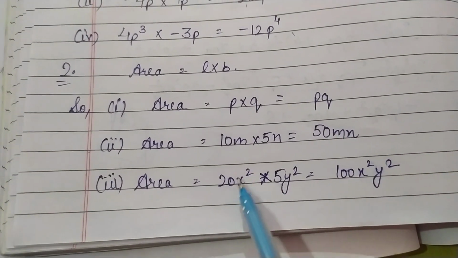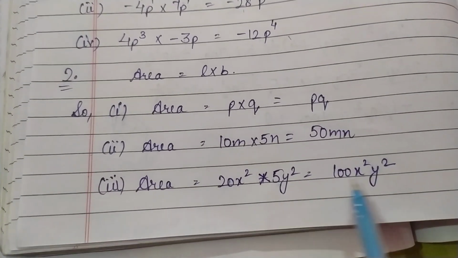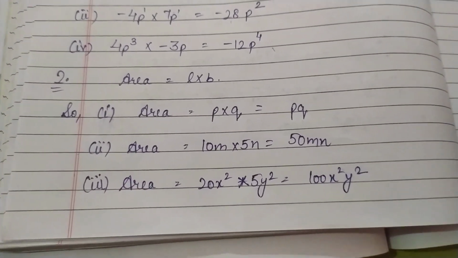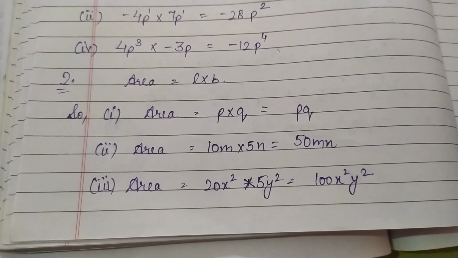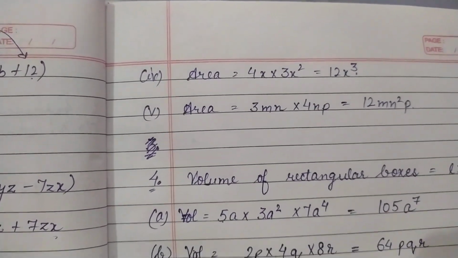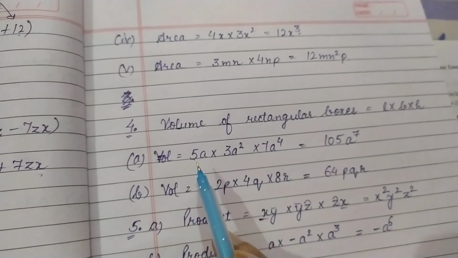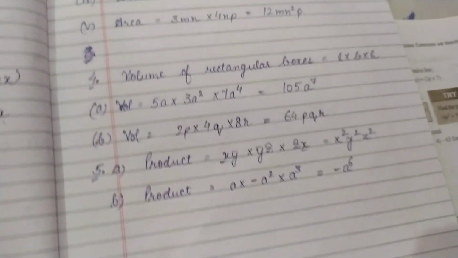Suppose here variables are different, x square and y square. So 25 is 100, x square will also be there and y square will also be there. Fine. In this way only you will solve the other products like I have solved over here. And similarly you will find the volume. There you have to multiply all the three monomials also here.